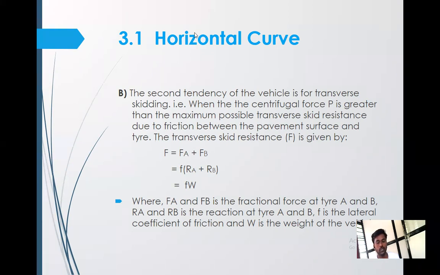Not the longitudinal one. Up till now, f was taken as the longitudinal coefficient of friction, 0.35. But here, in the horizontal curve, f is the lateral coefficient of friction, which is equal to 0.15. You must remember these values: longitudinal coefficient of friction 0.35 to 0.4, lateral coefficient of friction 0.15.